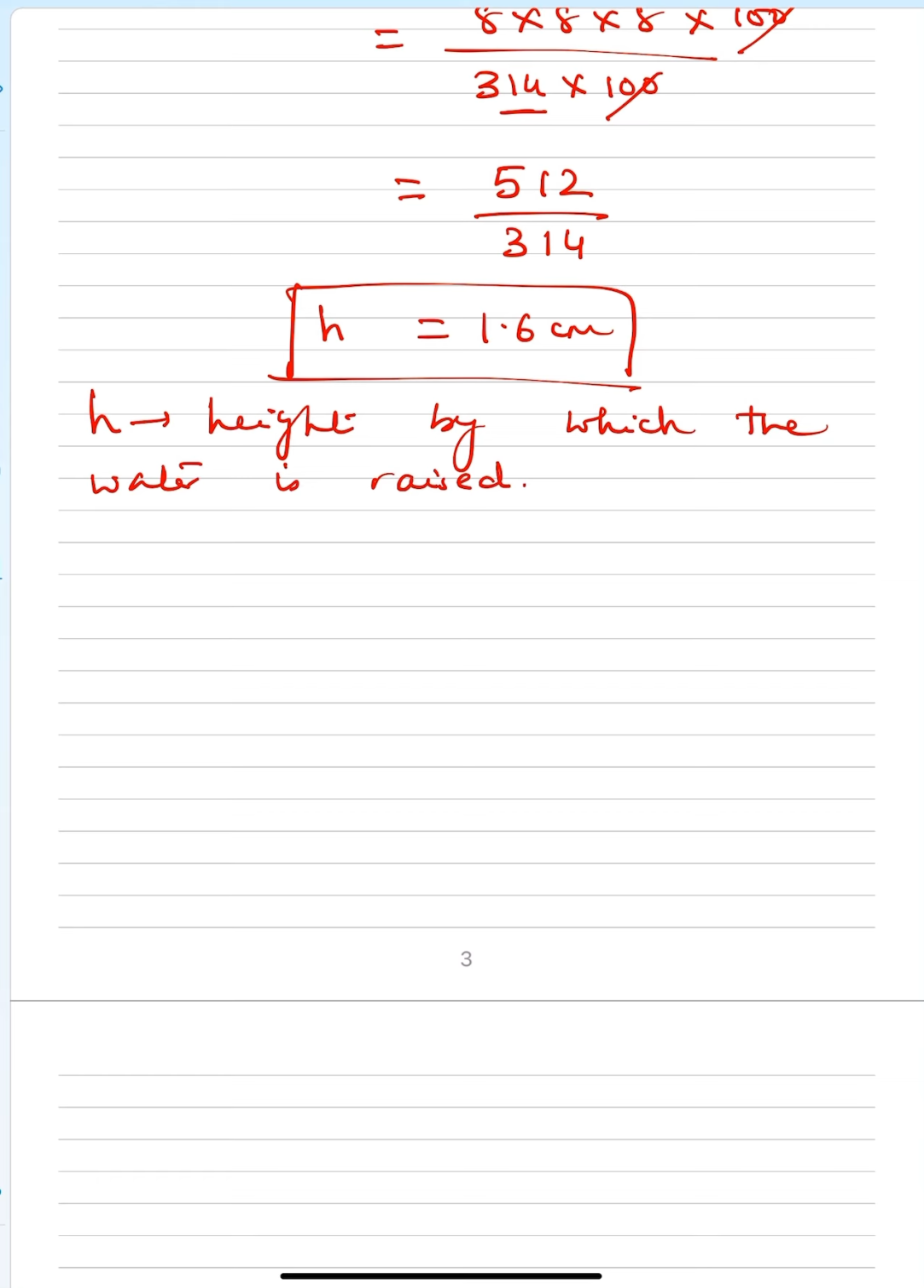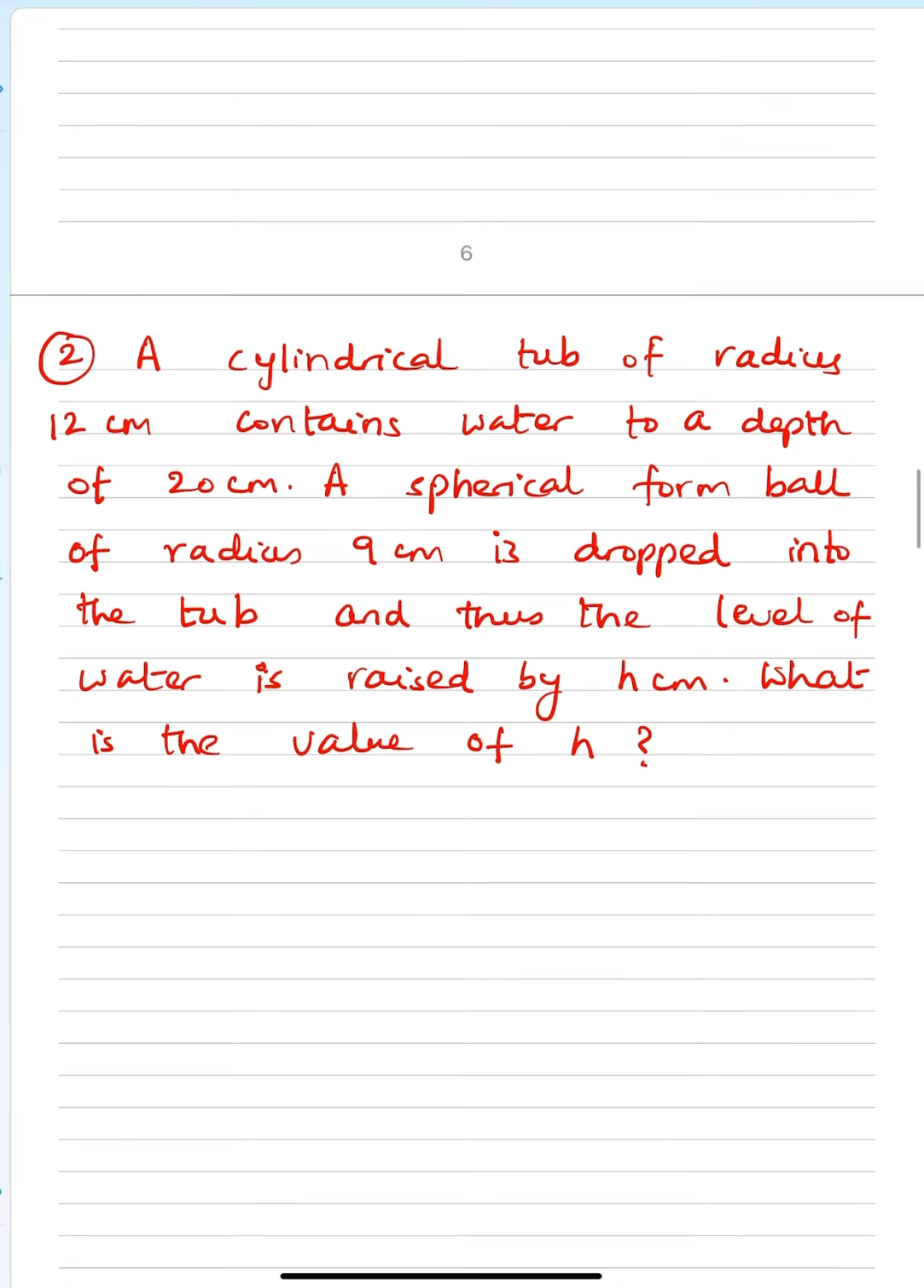The simple logic here you have to take is that water displaced is equal to the volume of the given object which is already placed in the cylinder. For these kind of sums, only this concept is more important. Let us do one more sum of the same concept so it will be more clear to you.